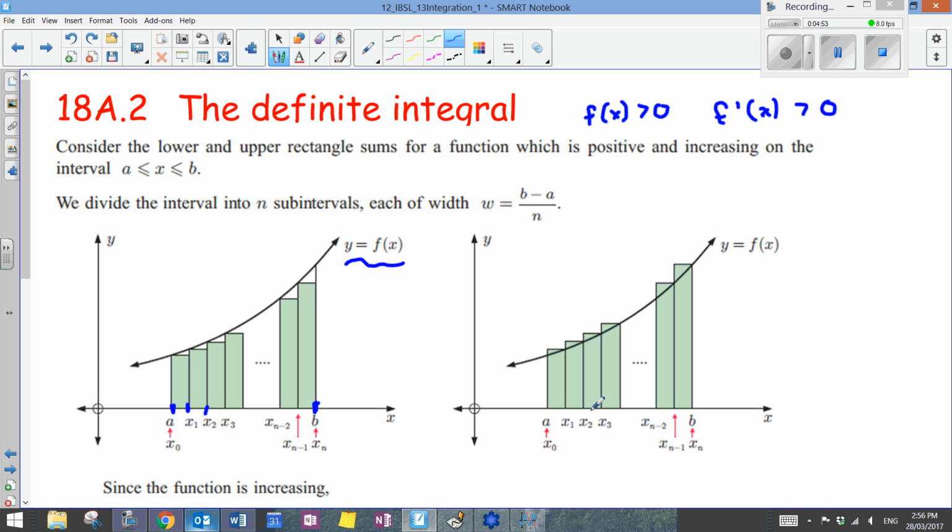To find the width of each of these rectangles, it's always b minus a divided by how many subdivisions you have. So right here, this is what we've been using to find the width of our rectangles. And then the height of the rectangles is dependent on whether we're doing the lower rectangles or the upper rectangles.